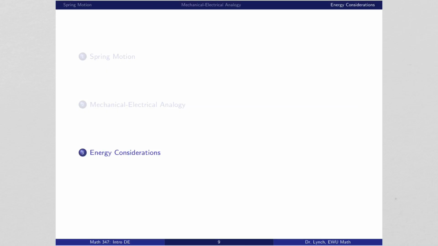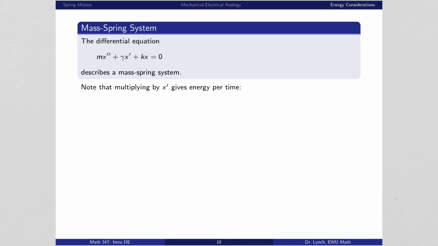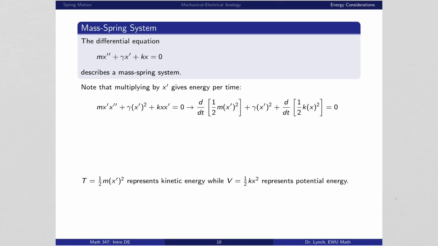Okay, finally, we'll go ahead and think about our mass spring system in terms of energy considerations. So this is motivated by the observation that m x double prime plus gamma x prime plus kx comes from Newton's second law, right? This is mass times acceleration equals the sum of the forces. In other words, every term in that equation is a force. Okay, so it turns out if you multiply a force by velocity, multiplying newtons by meters per second, it ends up giving us a unit of energy per time.